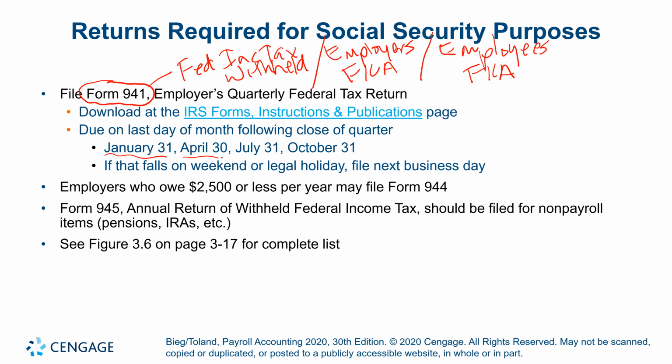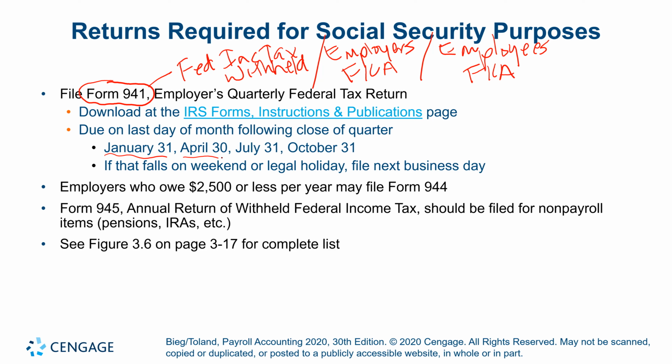The form 941X is used when there needs to be corrections to a previously filed 941. Then there's the form 943, which is for the annual tax return for agricultural employees.